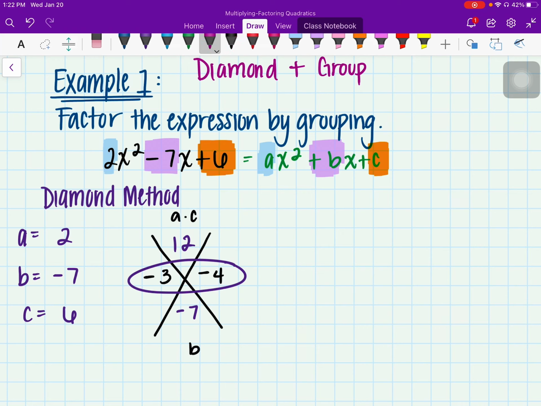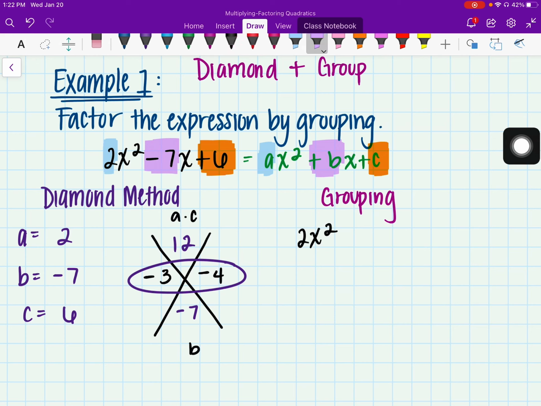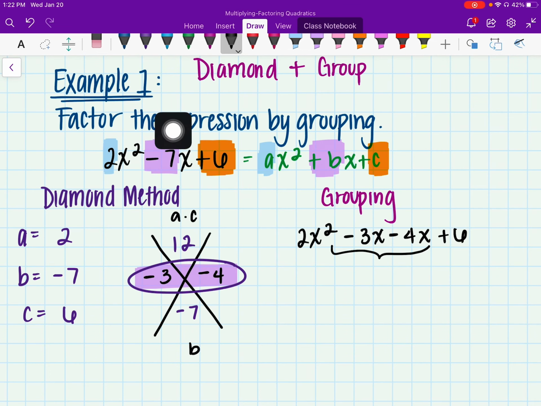Okay. So from here, guys, we're done with the diamond method. We're going to move on to grouping. So grouping is our next method. We actually need to use the diamond method in order to do the grouping part. So I'm starting off, guys, by rewriting the expression I was given. So I have 2x squared, but instead of writing -7x, I'm going to be replacing that with the factors I just found. I will have -3x minus 4x, and I have my constant the same. And if you take a look at this, if you add -3x and -4x, it's still going to give us that -7x. So it really didn't go anywhere.